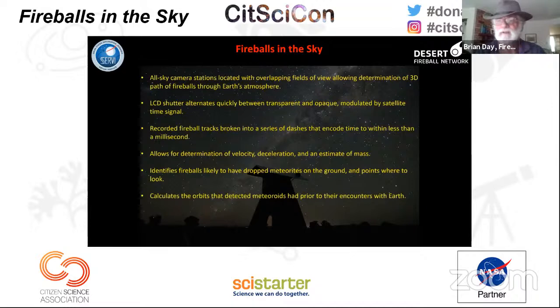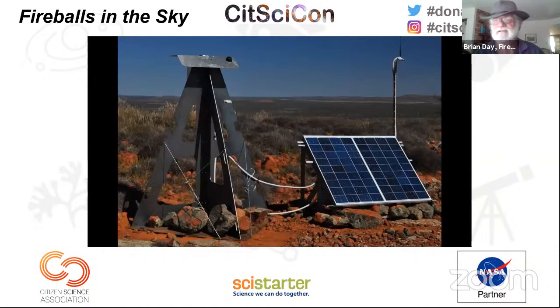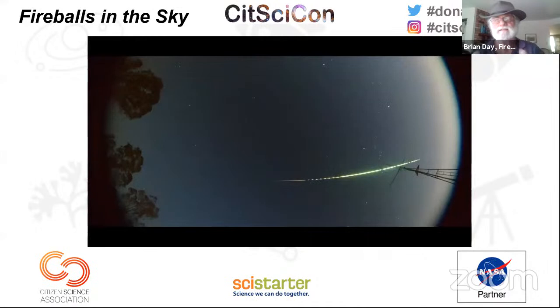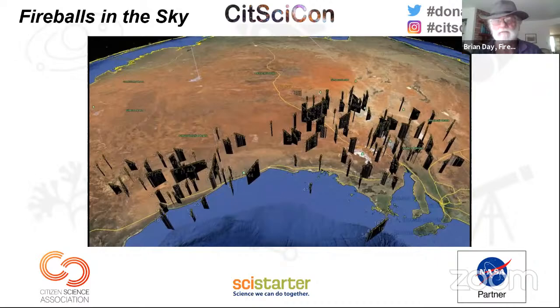So now we have positional data and we have time data that allows you to determine velocity. And we can see how velocity changes along the path of that object. And so that gives us deceleration. Knowing deceleration allows us to estimate the mass of the object. And so we can figure out where they're going to land and even their orbits. We can see here examples of some of these stations, these cameras stationed throughout the outback. Here's an example of a fireball with its track broken into those time signal dots and dashes. The result is we get these 3D paths of the fireballs coming down through the sky.